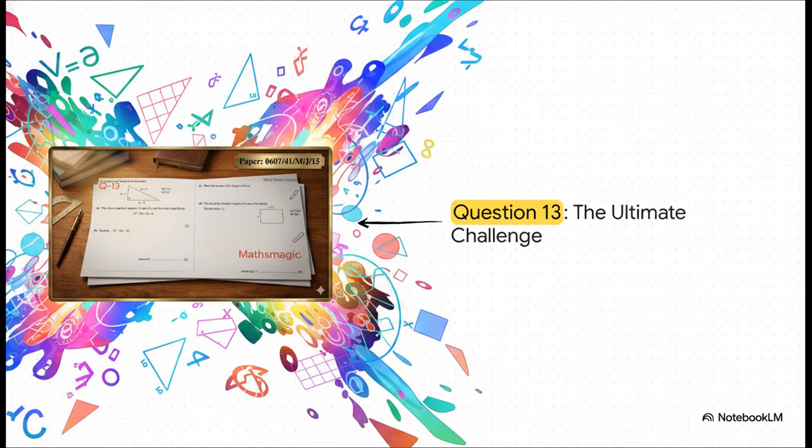And here it is, question 13, the ultimate challenge. Cambridge absolutely loves these multi-part problems. Notice how it seamlessly weaves together algebra, quadratics, geometry, and area concepts across 5 distinct sections? You can't just memorize one formula here. You really have to see how the whole mathematical puzzle fits together.